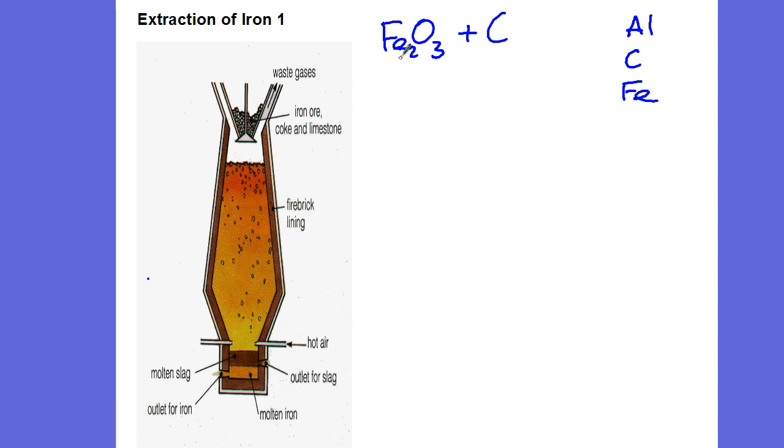Now, over centuries we've refined this process, and during the 19th century we came up with this process here, which features on probably every 2 out of 3 GCSE papers. This is what's called the blast furnace.